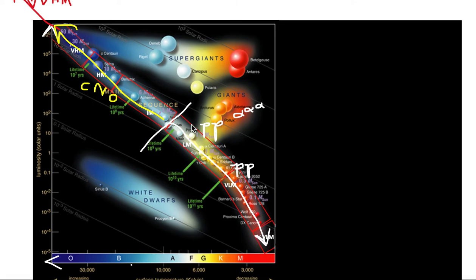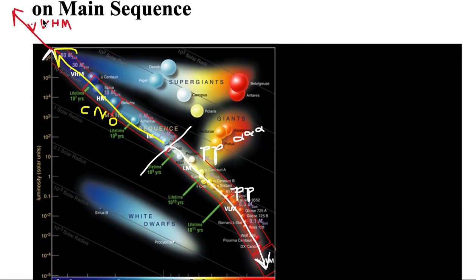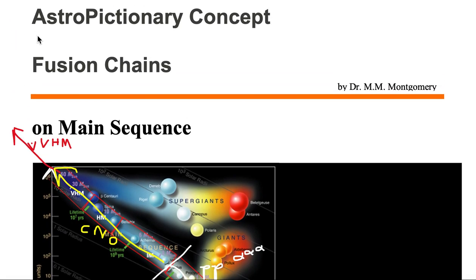But in general, the very, very low mass, and low mass use the PP fusion chain. The low mass stars also use the triple alpha process. The CNO fusion process is used by stars in the intermediate mass, very high mass, and very, very high mass categories on the main sequence. These are your 3 fusion chains.